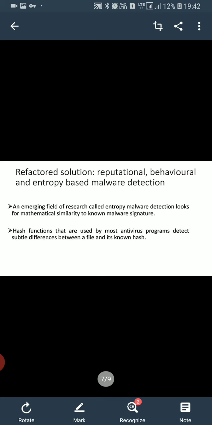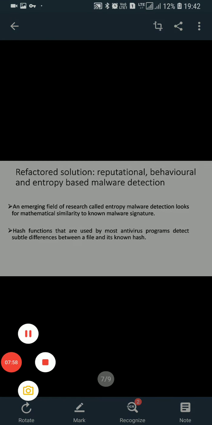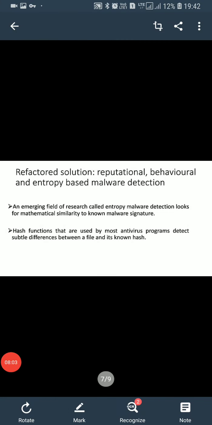Now, the next topic is the refactored solution: reputational, behavioral, and entropy-based malware detection. An emerging field of research called entropy malware detection looks for mathematical similarity to known malware signatures.